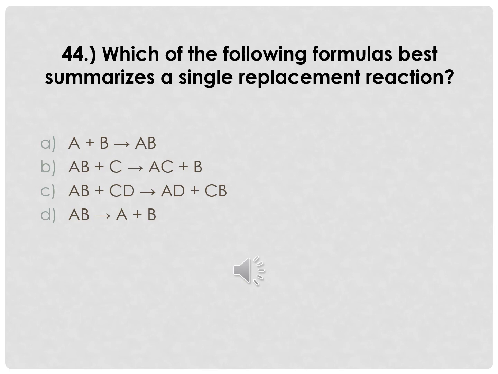So now let's look at letter B. AB plus C is equal to AC plus B. This is actually an example of a single replacement reaction. Notice the C, which was by itself on the left side, took the place of the letter B and is now paired with A on the right side of the equation. B is the correct option. However, letter C, which says AB plus CD is equal to AD plus CB, this is actually an example of a double replacement reaction because they swapped partners and two replacements occurred from the left side to the right side.